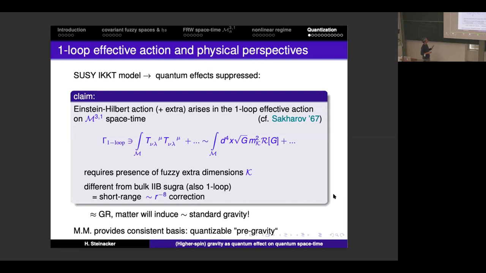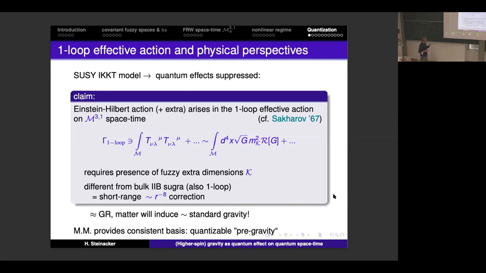It's totally independent of properties. It will happen. And the point is that this Einstein-Hilbert action is very different from the type IIB bulk supergravity that you expect and that also arises at one loop. The trouble with this type IIB supergravity action is that it's 10-dimensional gravity. So from the four-dimensional point of view, it's a short range interaction. It decays like r to the minus 8. So it's completely subleading here. This is not that supergravity action. It's a different effect on the brane, which arises at the quantum level.